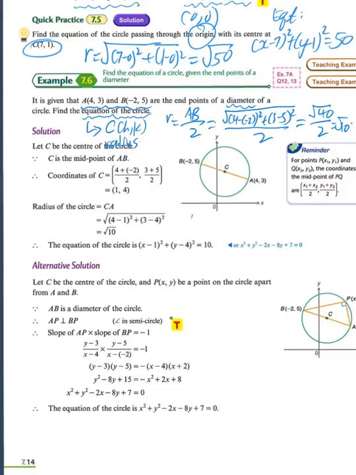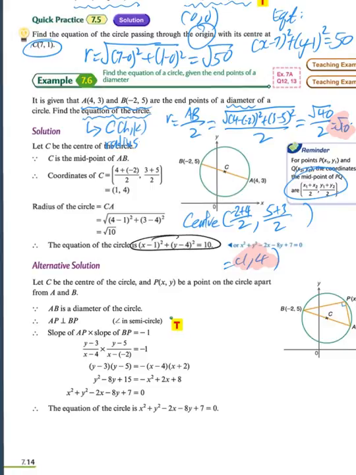Then the center will be the midpoint. The midpoint should be the sum of x coordinates over 2 and the sum of y coordinates over 2. That should be (1, 4). Now you have the radius as well as the center. Therefore, you can find the equation of the circle by standard form: (x - 1)² + (y - 4)² = (√10)². That should be 10.